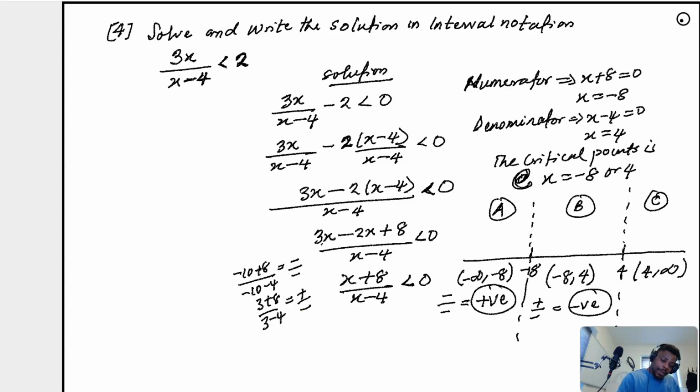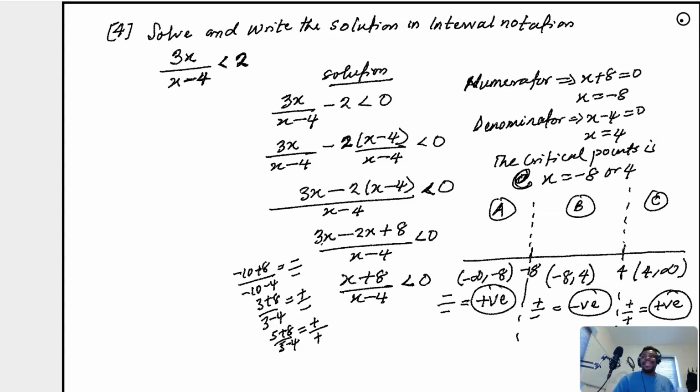Okay, let's pick a number between 4 and infinity. Let's pick 5. So 5 plus 8 and 5 minus 4. 5 plus 8, that is 13, that is positive. 5 minus 4, that is 1, that is positive. So positive divided by positive, that is positive.